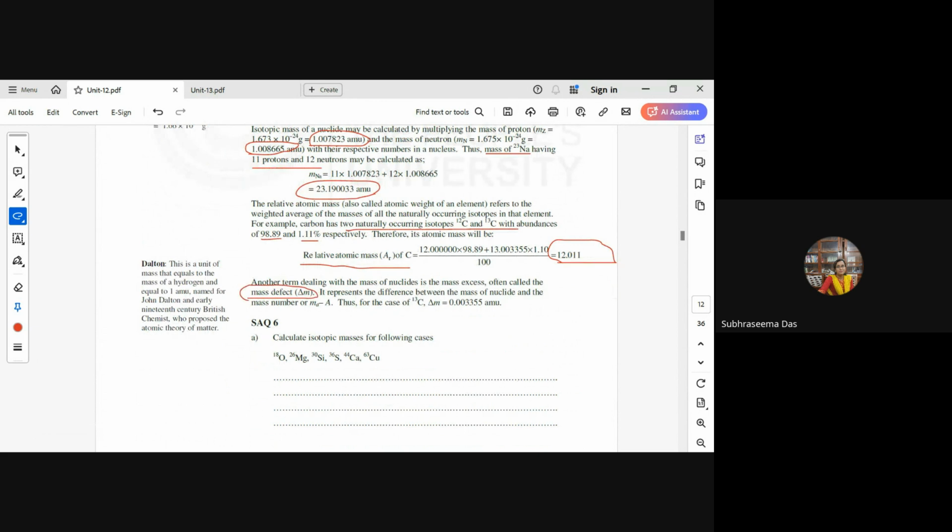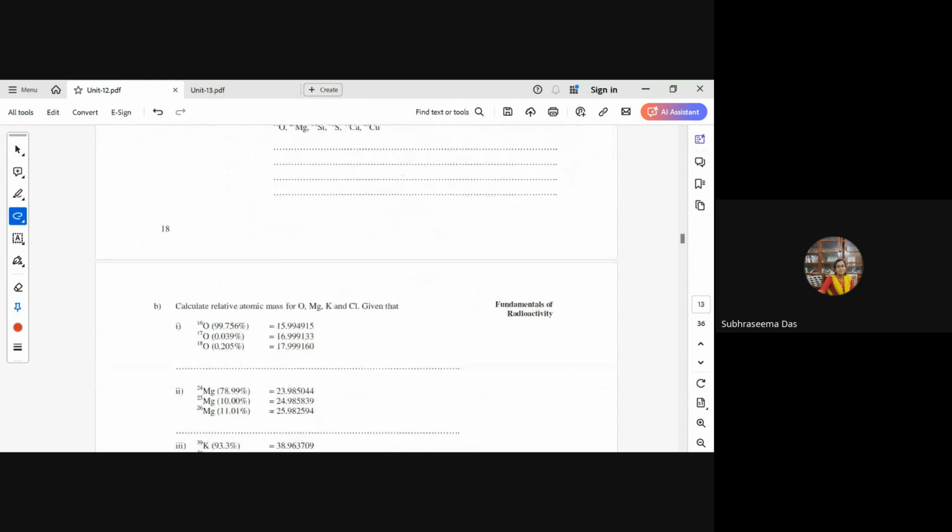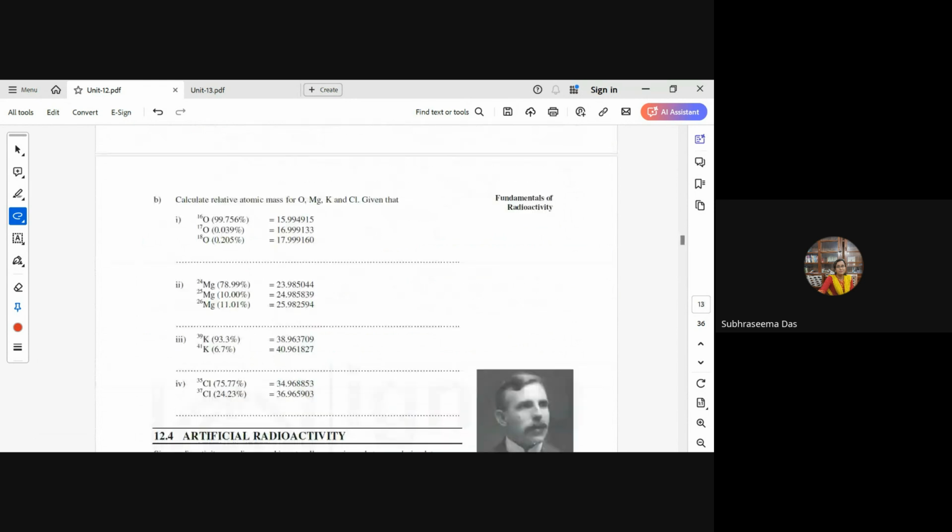It indicates the difference between the mass of the nuclide and the mass number, that is Ma minus A, of a particular element. Like for carbon 13, delta M, that is the mass defect, is given by this much AMU. Particularly, this is calculated as the nuclear mass of the element minus the atom mass number of the element. Okay. So these are certain examples that have been shown to you.